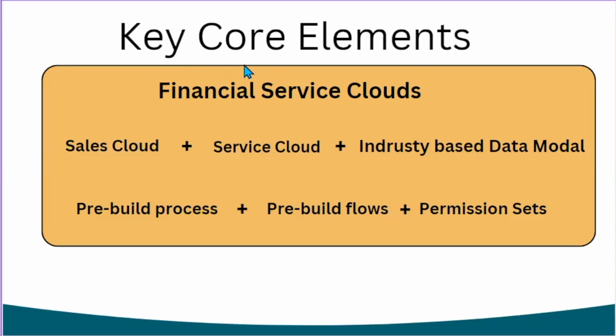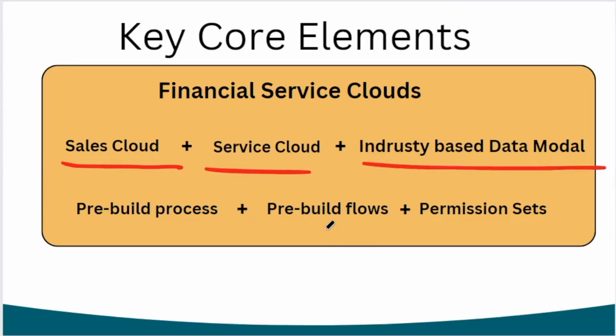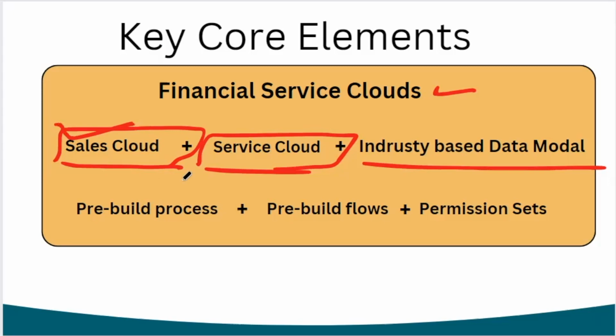We have the key core elements. So if you see the high level architecture of Financial Service Cloud, you see it is a combination of Sales Cloud and Service Cloud. It also comes with an industry based data model. So what do I mean by Financial Service Cloud coming with Sales Cloud and Service Cloud? When you are using Financial Service Cloud, you will get all the objects, all the processes, all the functionality of the Sales Cloud.